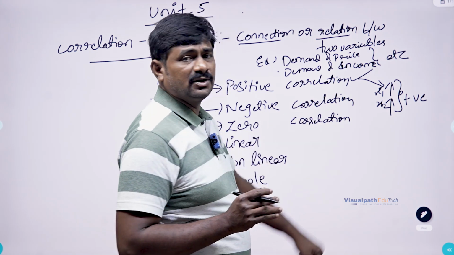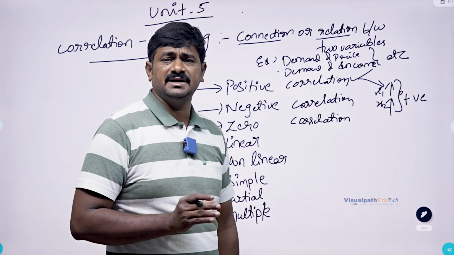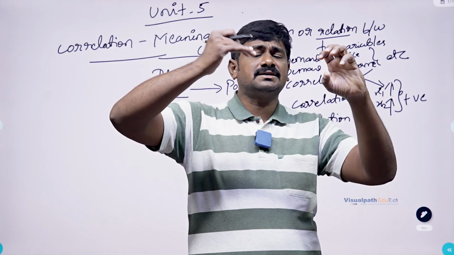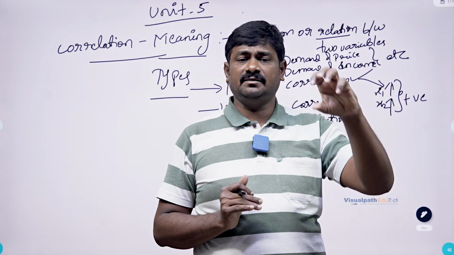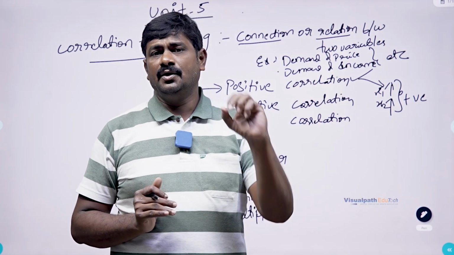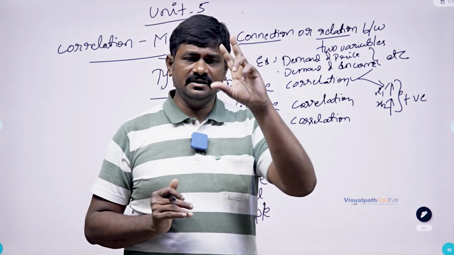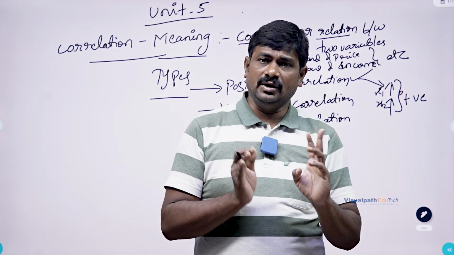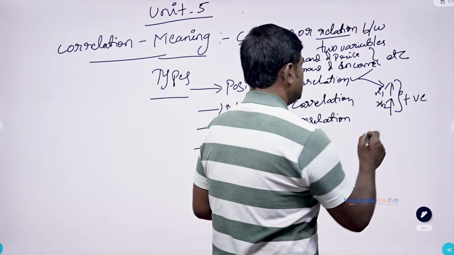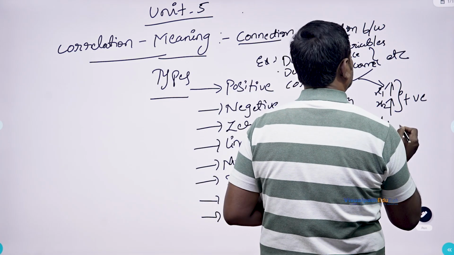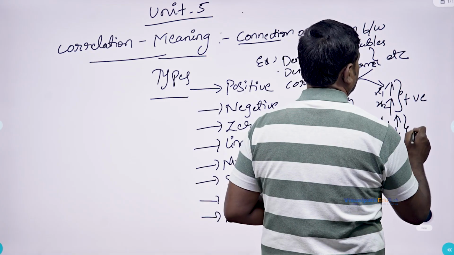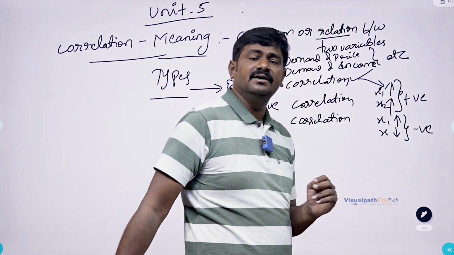Next, coming to the negative correlation. Negative correlation means if one variable is increasing, the other is going to decrease. One variable increases, then the other variable is going to decrease. For example, with the two variables x1 and x2, if one variable is increasing and the other is going to decrease, this is the negative relationship between the variables.